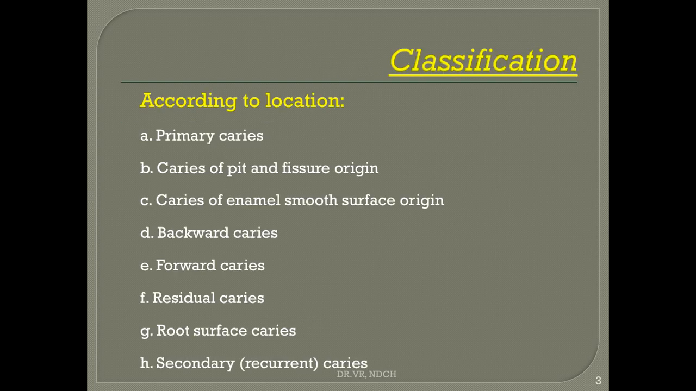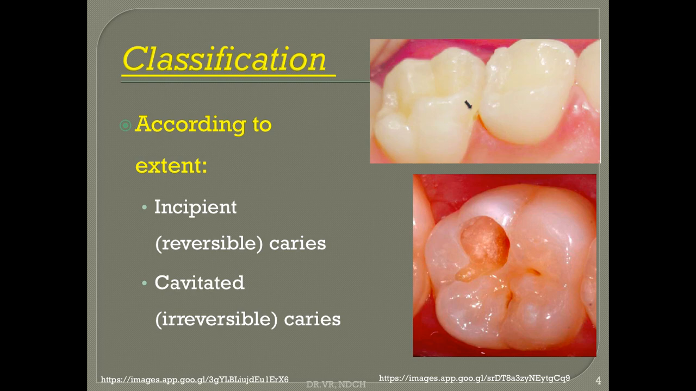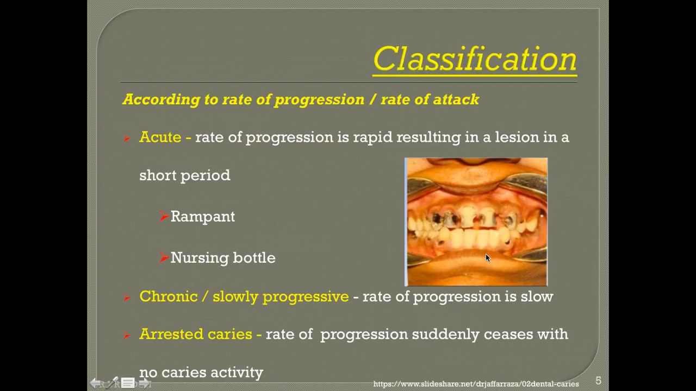According to location, there's a list of different types of caries ranging from primary caries, caries of pit and fissure, till the secondary caries. According to the extent, you have incipient and cavitated caries. Incipient is reversible caries. As you can see in the picture, it has just started. The arrow mark is showing the lesion. And then you have the cavitated caries, wherein a frank cavity formation is present.